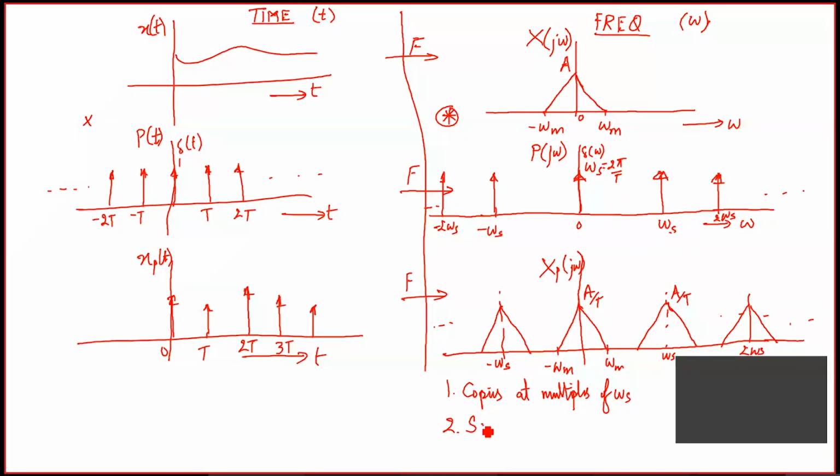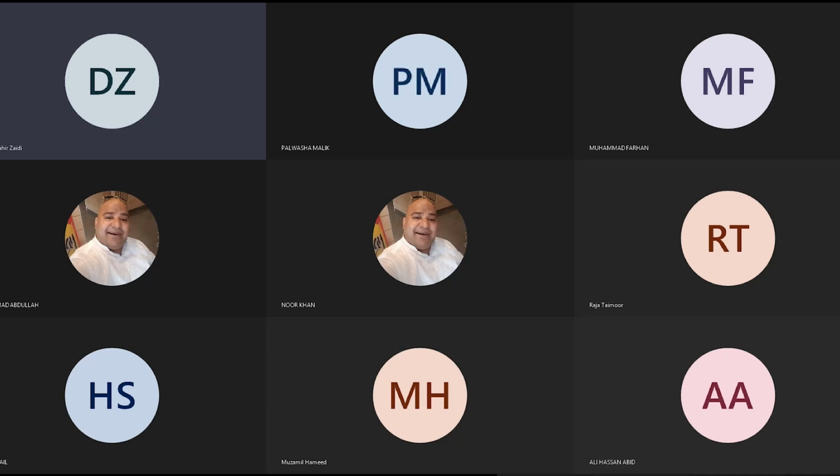Your signal, first of all, gets copies at multiples of omega s, and you end up getting scaling by a factor of 1 over T. So if this had a magnitude A right at this point, the magnitude here would be A over T. And at any point, whatever magnitude is there, that magnitude will get scaled by a factor of 1 over T. Rest, the frequency max remains the same. So this is what happens in impulse train sampling. Now, the other aspects, let me cover from this slide first, and then we come back to this again.